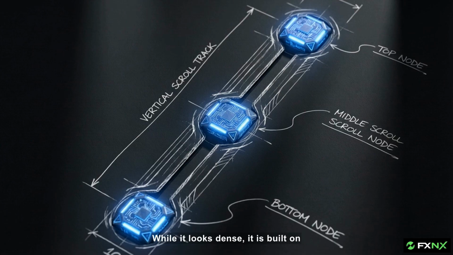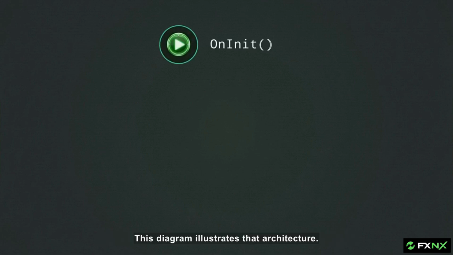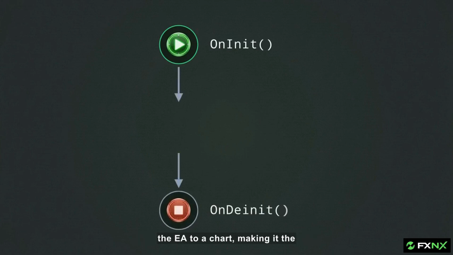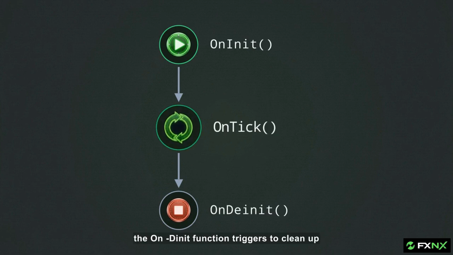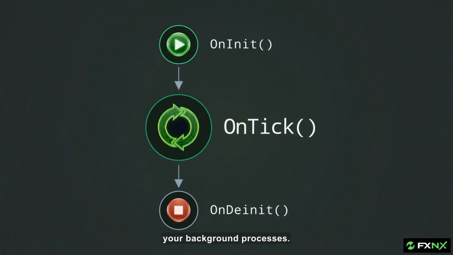While it looks dense, it is built on a straightforward 3-part architecture that handles the complete lifecycle of your robot. This diagram illustrates that architecture. At the top is the OnInit function. It runs exactly once when you first attach the EA to a chart, making it the perfect place for your initial setup tasks. At the very end of the cycle, when you remove the robot or close the terminal, the OnDeinit function triggers to clean up your background processes.